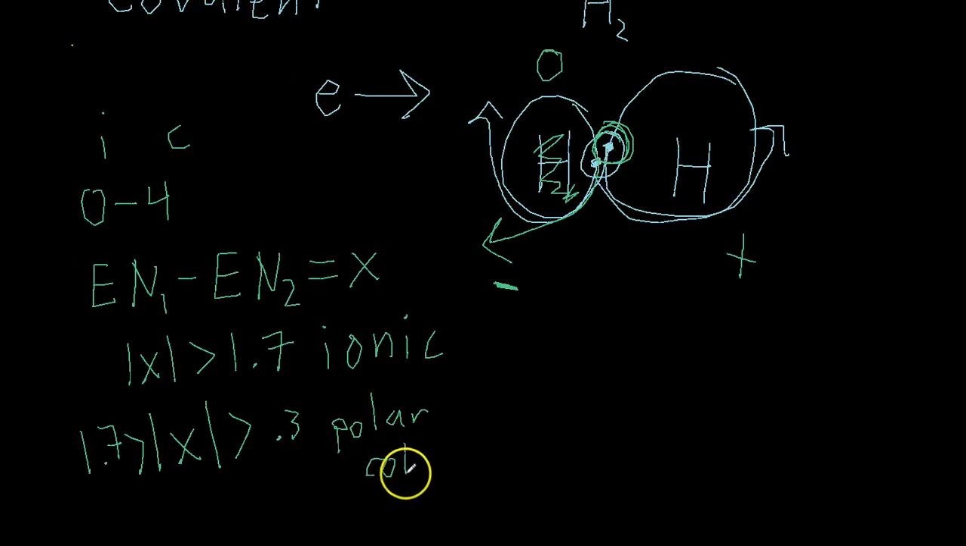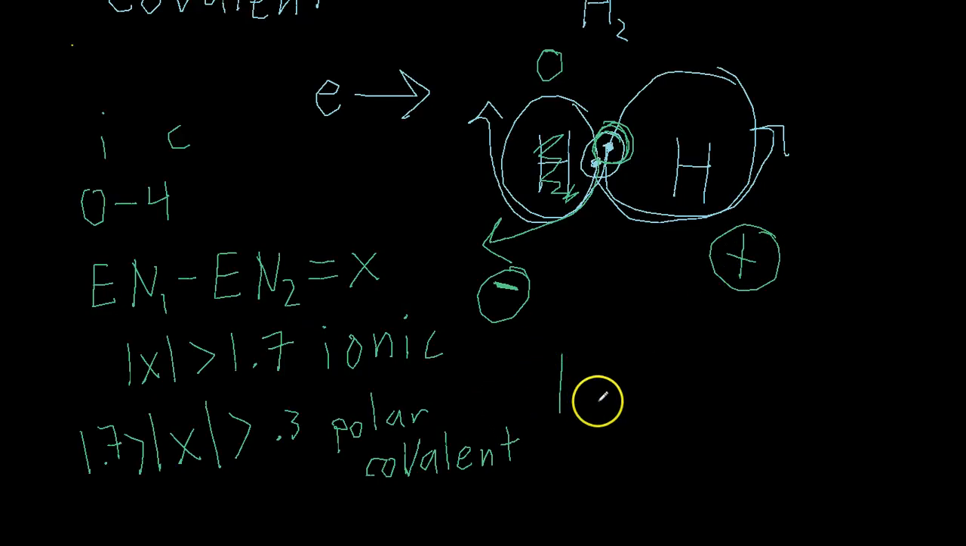That is, the electron is shared, however, it leads to a negative pull on one end and a positive pull on the other. And then if this difference between electronegativities is less than 0.3, what you'll find is that the electron tends to spend almost an equal amount of time with each atom, which means it's a nonpolar covalent bond.